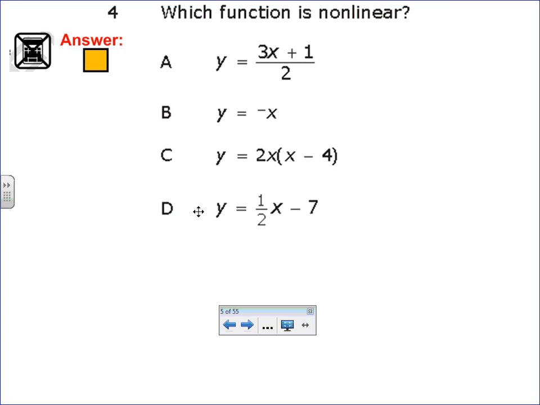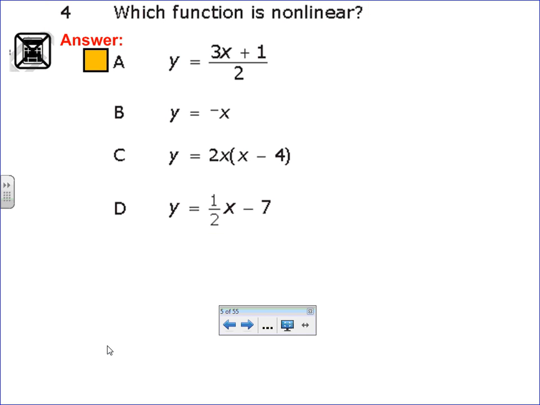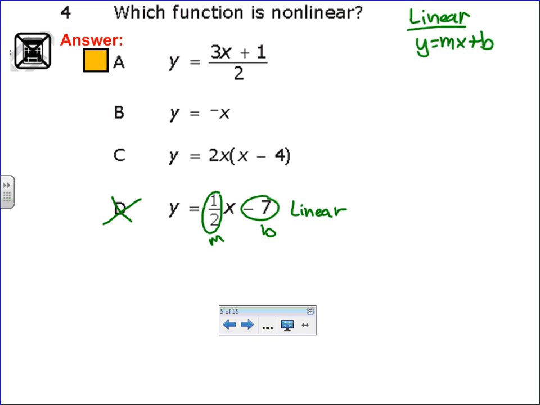Number 4 said, which function is nonlinear? I'm going to slide that over so we have more space. Hopefully, remember, linear, we talked about a lot in this video, linear is y equals mx plus b. Here's my slope, that's my m, this is my b, so this one is definitely linear. I can go ahead and mark out B, that's not an answer choice. B looks really similar. If I add a plus 0 and my negative 1, that means that this is my slope and this is my y-intercept. So B is out because that's also linear.